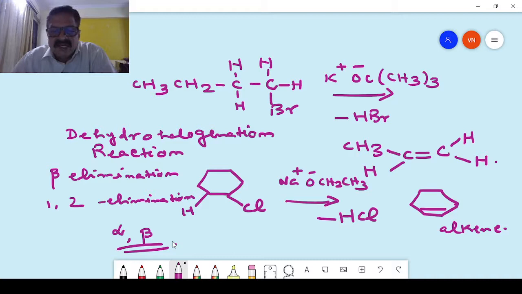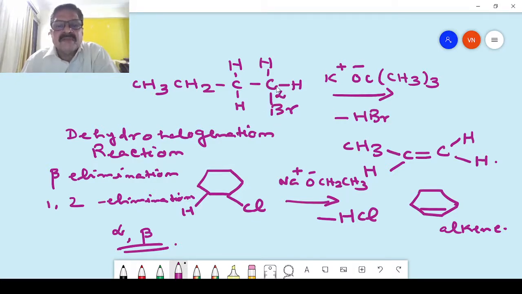So here this is the alpha carbon. Here this is the bromine, linked to this carbon. That is, the leaving group is bonded to this carbon, which is the alpha carbon, and the adjacent carbon will be the beta carbon. In this case there is only one beta carbon. In certain compounds there can be more than one beta carbon, and depending upon that, we will be getting different alkenes.